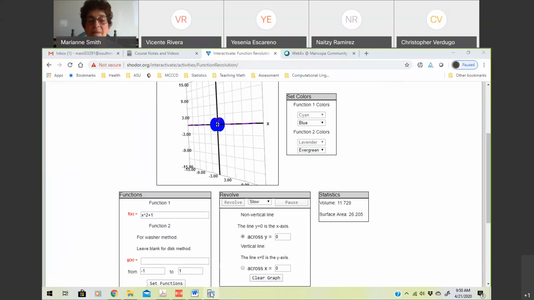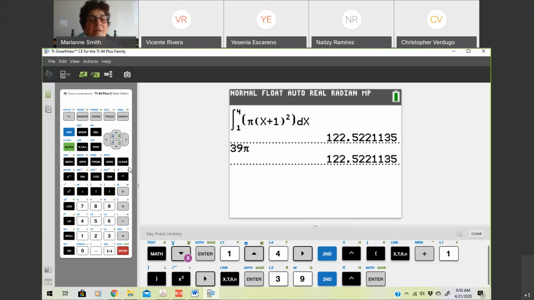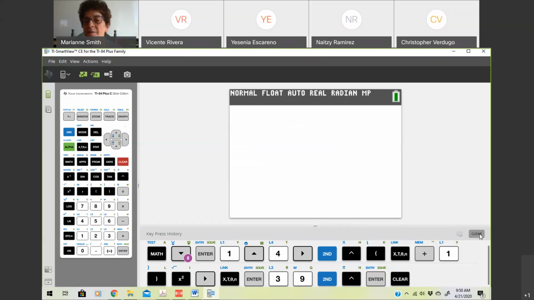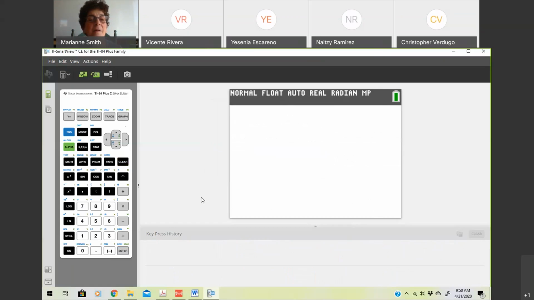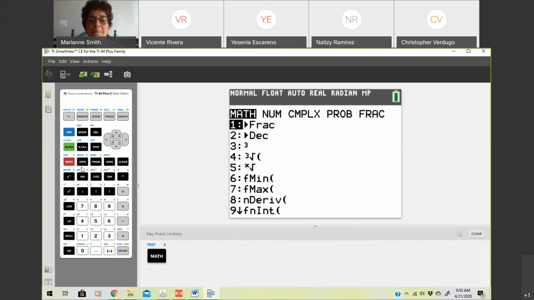So let's do it with the TI then. Okay, I'm going to clear my screen here, clear this down here. All right, and remember how you do integration. If you want to actually build an integral from scratch, you can go into math all the way down to fnInt, which is number 9.